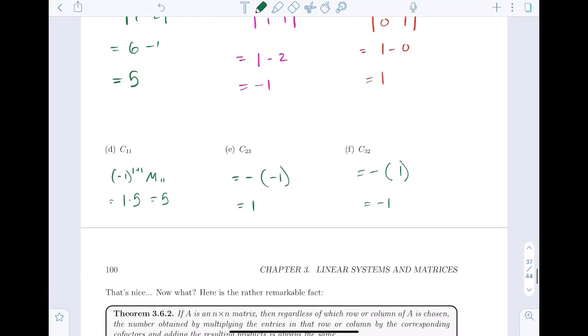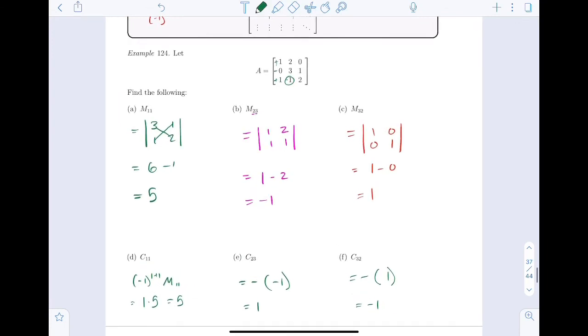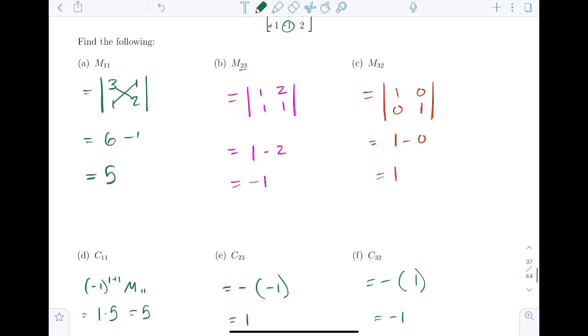Okay, and now that is cofactors and minors. Now, what are we going to do with this? Well, we will find out in the next video. I'll see you then.